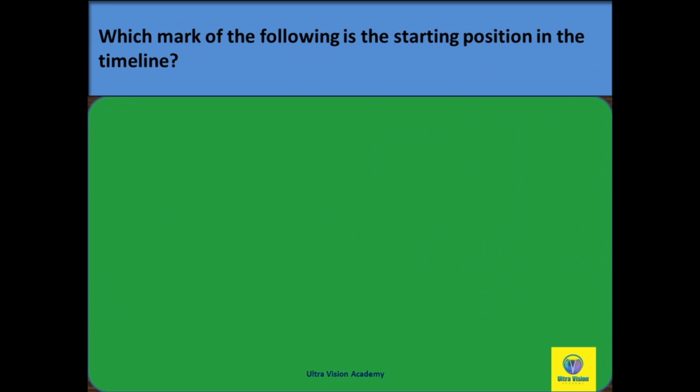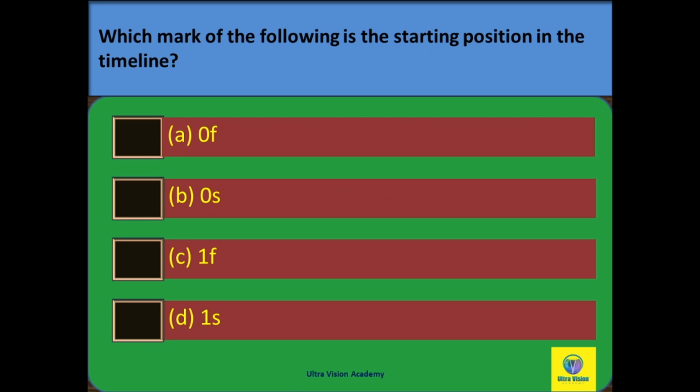Next, which mark of the following is the starting position in the timeline? Options are 0F, 0S, 1F, and 1S. See, remember, in timeline, every second is divided into 24 frames, and the frame calculation starts from 0. So the correct answer is 0F.